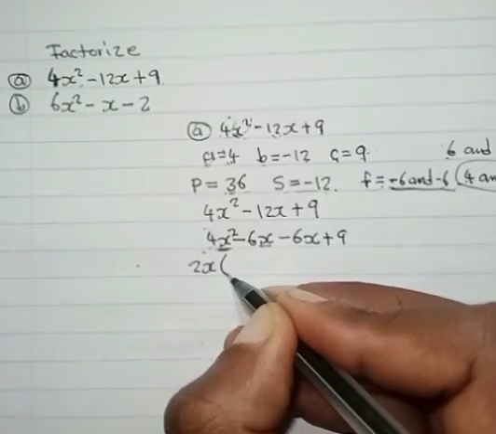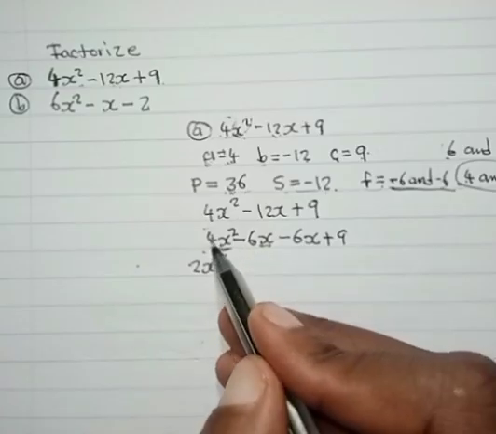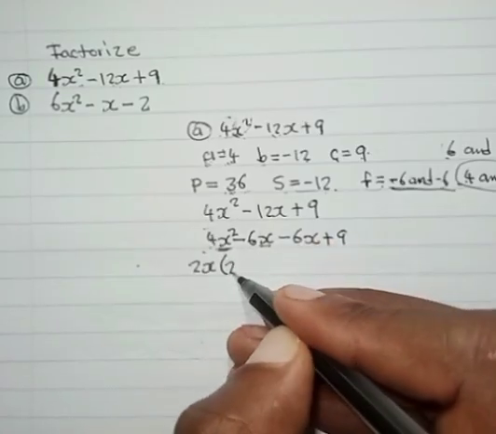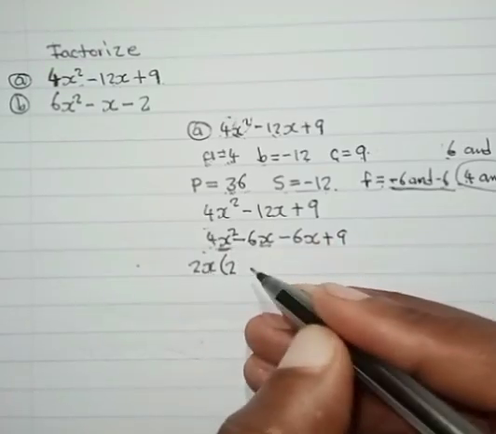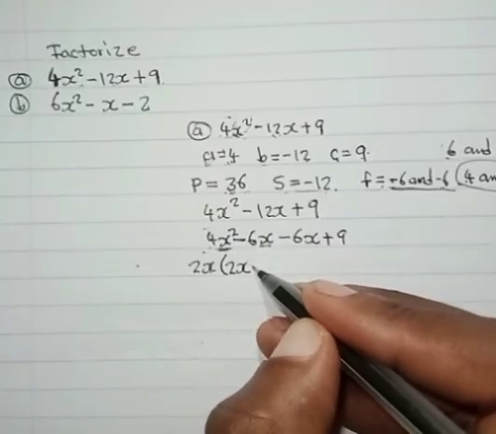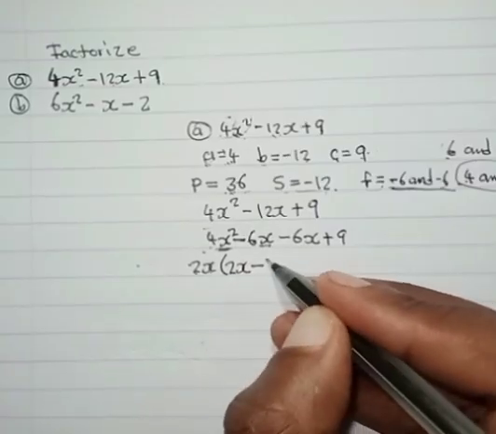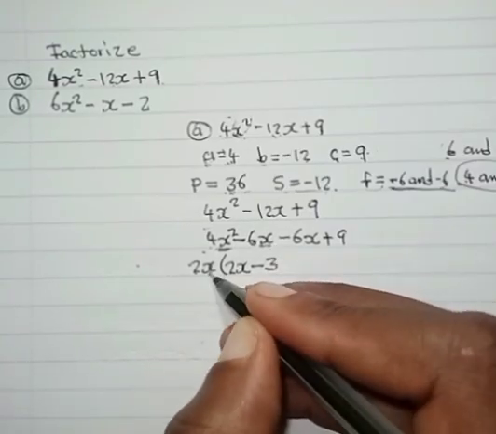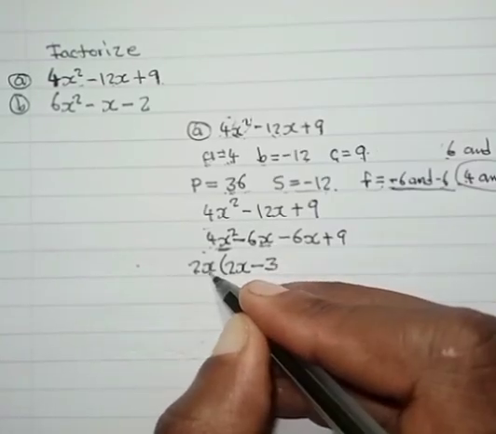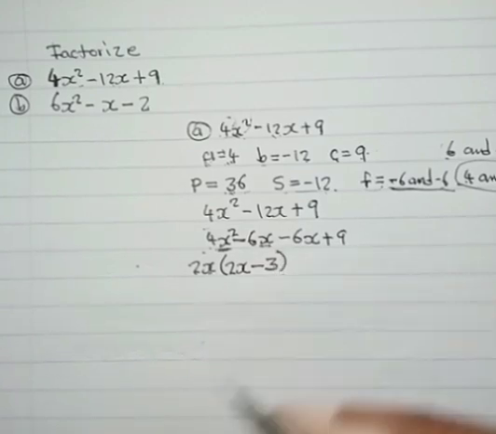Then we open parentheses. Now, once we do this, we can divide 4 divided by 2. The answer is 2. X squared divided by x, the answer is x. Then this operation minus. Now we have 6 divided by 2, the answer is 3. X divided by x, the answer is 1. So that one you just multiply it by 3 and you get 3.